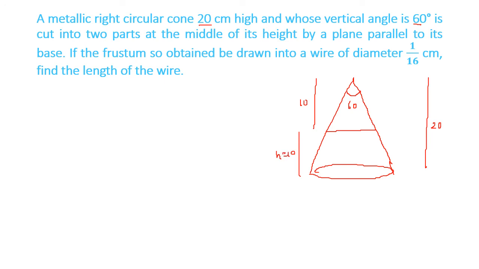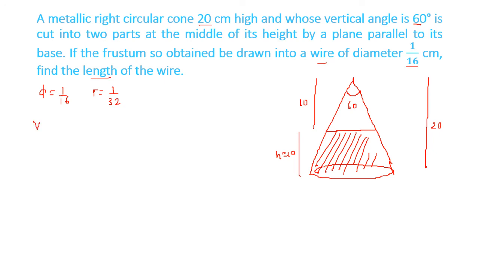Okay, and from this frustum a wire is made of diameter 1 by 16. So the diameter of the wire is 1 by 16, so the radius is 1 upon 32. We have to find the length of the wire.